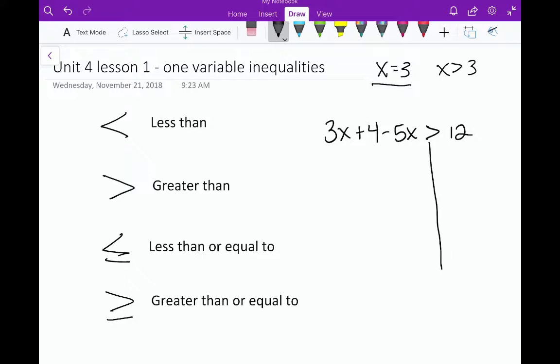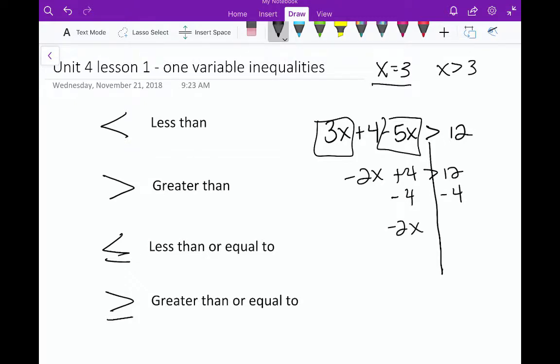So we're going to solve this inequality very similar to how we would solve an equation, but we want to make sure that we pay attention to the inequality symbol as we solve. So the first thing I'm going to do is combine my like terms. 3x and negative 5x is negative 2x. Keep my plus 4 is greater than 12. Then I'm going to subtract 4 from both sides. So negative 2x is greater than 8. 12 minus 4 is 8. And now I need to divide by negative 2.